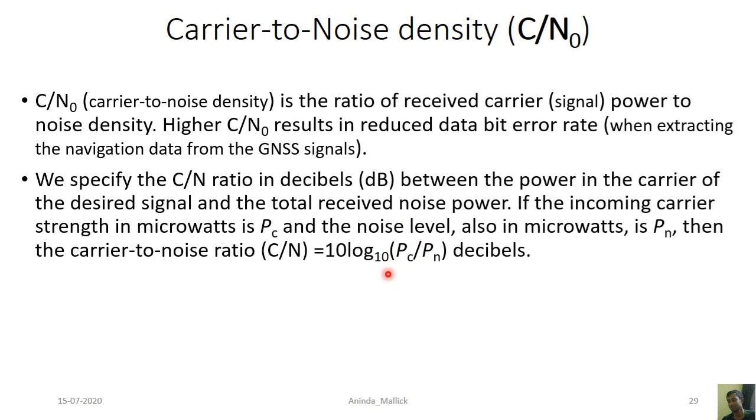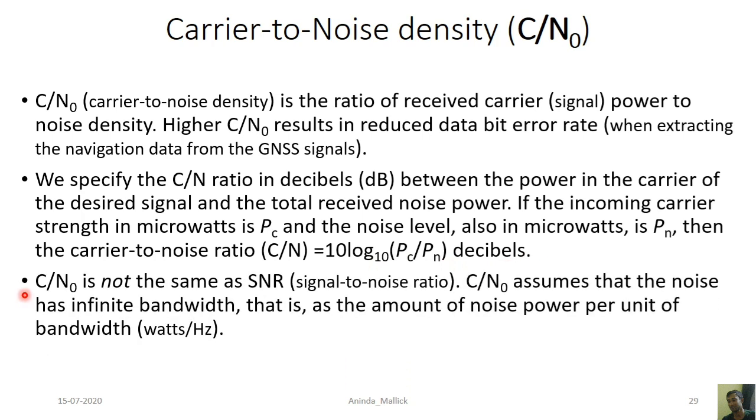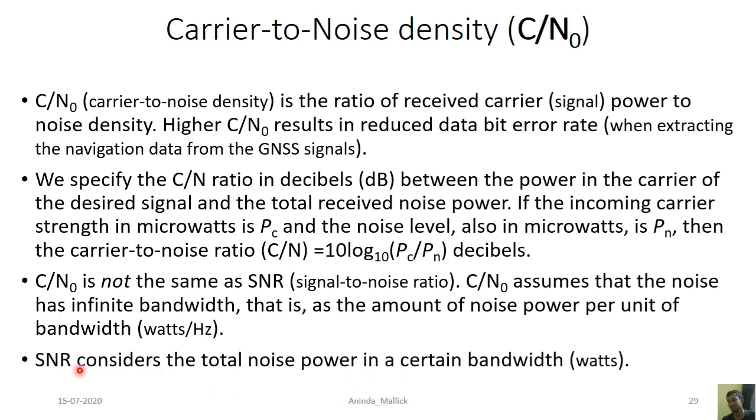If PC is the received signal power and PN is the noise power, then this carrier to noise ratio is 10 log 10 PC by PN in decibels. But this carrier to noise ratio is not the same as the signal to noise ratio, because when we calculate the carrier to noise ratio, we assume that noise has infinite bandwidth. And when we calculate the signal to noise ratio, we calculate in a certain bandwidth of noise.